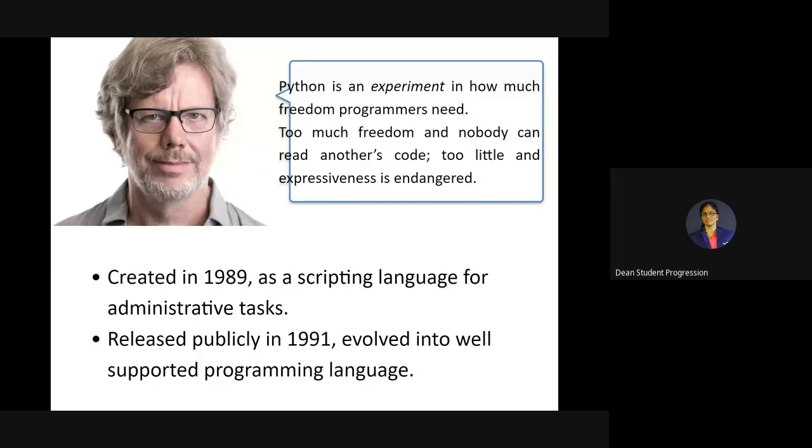and allowed many people to offer their own libraries to make other coding people also use them in a very simple way, right? So it means he expected some kind of freedom to code, and similarly allowed others to make additions to the existing programming language by adding a number of libraries, a number of APIs, etc., right? In his words, what he was trying to say in the initial days of releasing Python is that it is just an experiment in how much freedom programmers need. Too much freedom and nobody can read another's code. Too little and expressiveness is endangered.